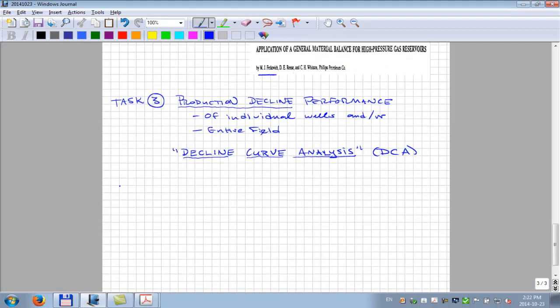Excuse me, sir. Yes. DCA method only is used for gas reservoir, oil? No, gas, oil, solution gas. No, it can be used for all types of reservoirs.